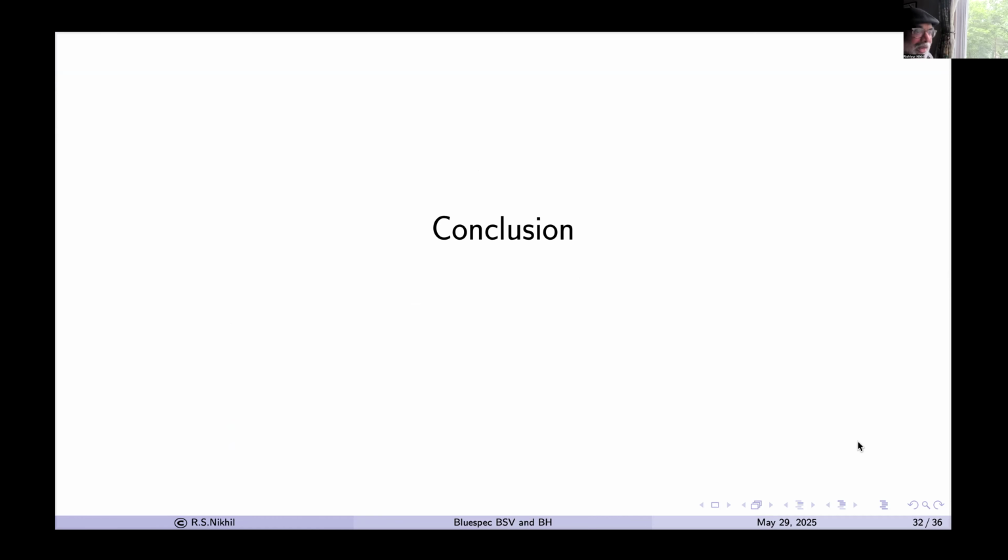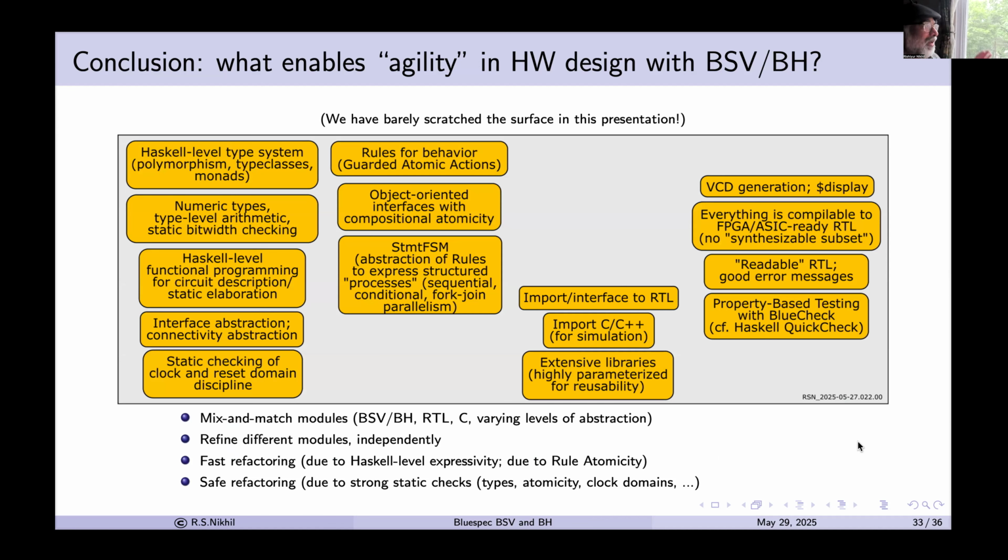Okay, so that's basically the end of my presentation per se. I want to conclude by saying there are a lot of topics that we don't have time to go into today. We barely scratched the surface. We've talked about some of the things on the left in a little bit of detail, and there are other things that I haven't mentioned in any detail, like exactly how numeric types and bit width checking work. We've talked about rules and guarded atomic actions and the object-oriented interfaces. There is a sub-language within BSV called statement FSM, which allows you to express structured processes.